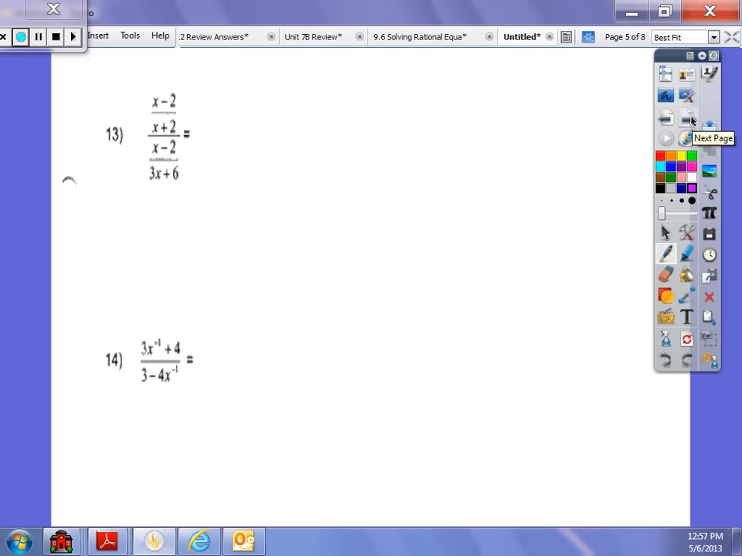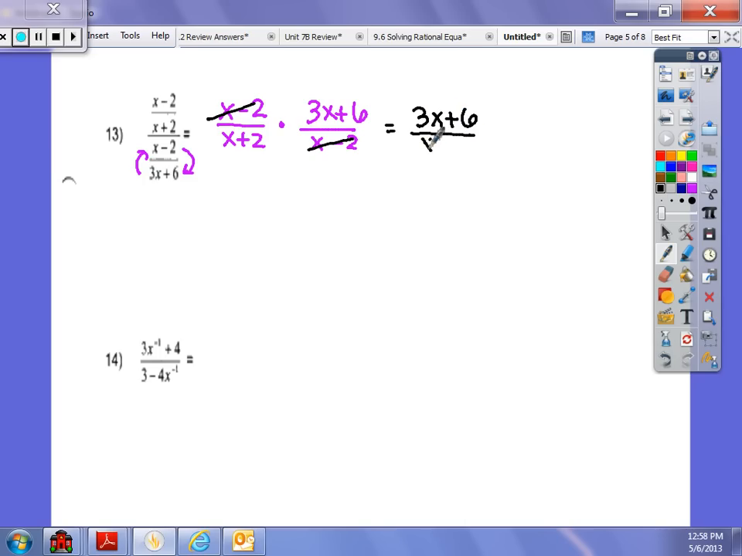Okay, the next one we'll do the same thing. We'll flip the denominator and change this fraction bar from division to multiplication, and now we're just going to cross out common factors. So normally you would think that this is your final answer, 3x plus 6 over x plus 2.